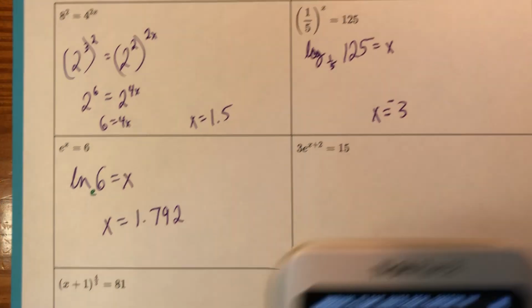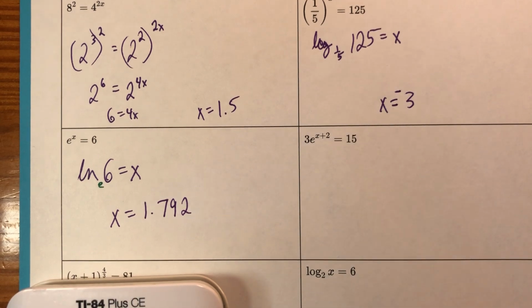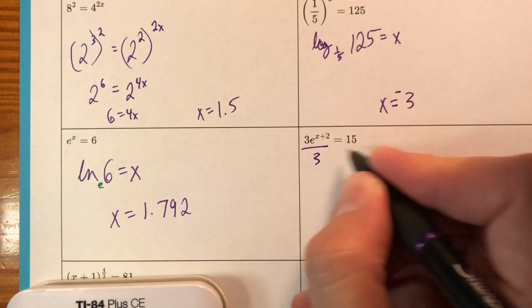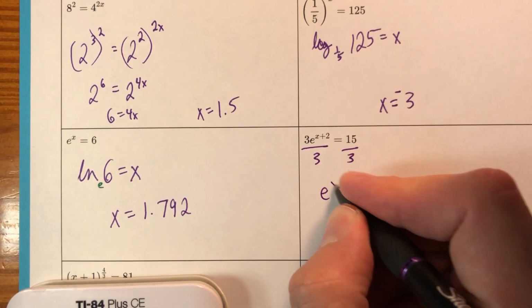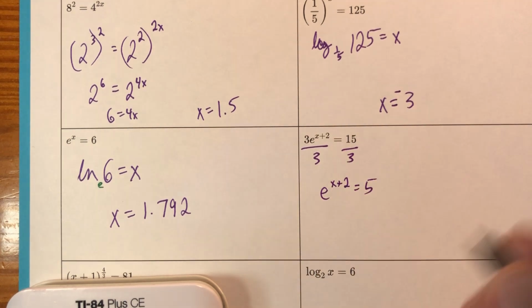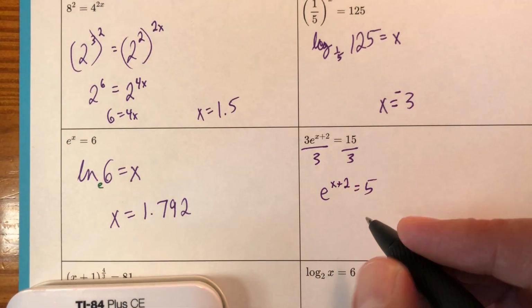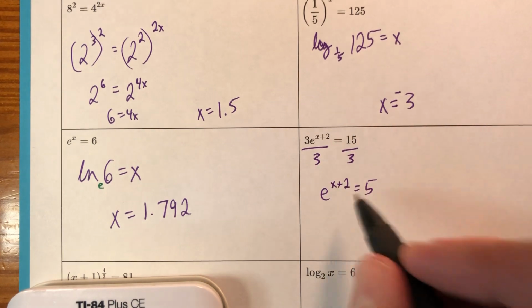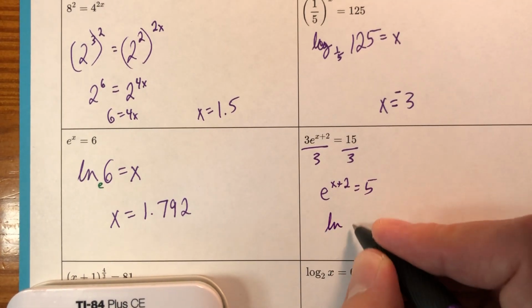1.792. There it is. All right, same idea, different problem. What we're going to do first, though, is divide by 3 to make it truly exponential. e to the x plus 2 is equal to 5. And so now I have a variable in the exponent. I did from the beginning, but now it's more manageable. It's in truly exponential form.